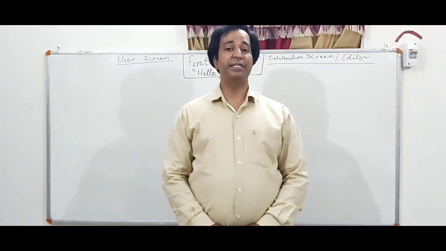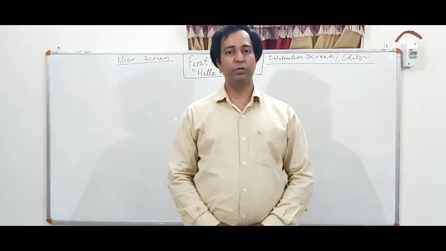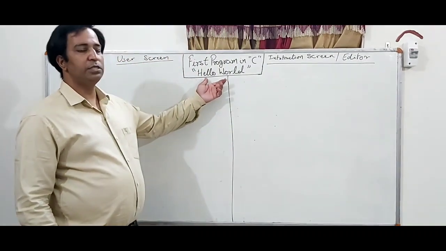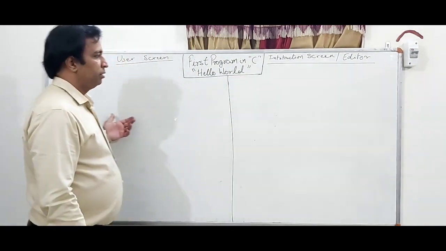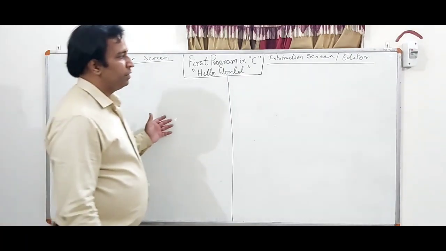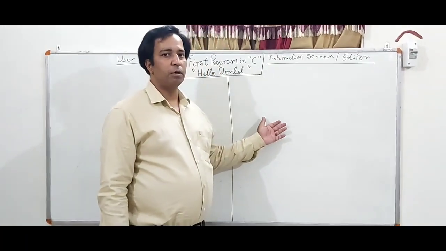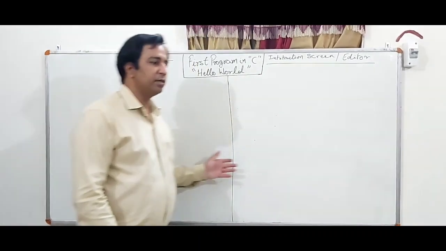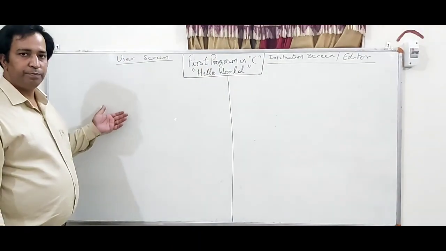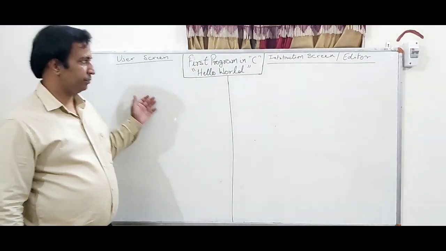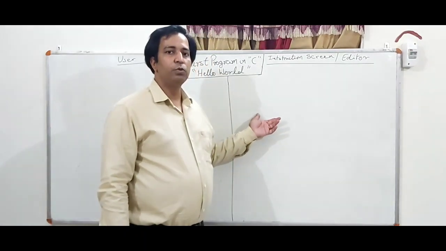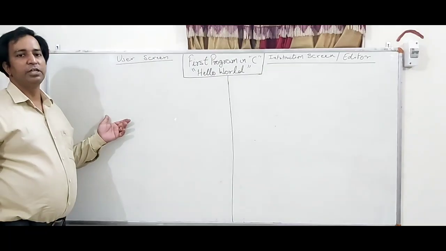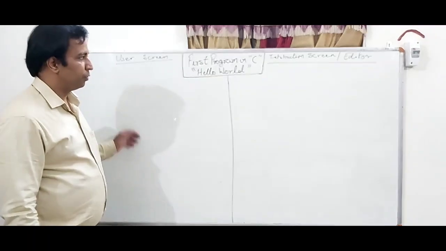I welcome you all in my second video of Introduction to Programming Language C. In this video, we are going to learn to write a program to have this phrase hello world on the user screen. Usually we handle two types of screens when we talk about programming languages. One is called the instruction screen or coding screen, and the other one is called the user screen or output screen. On the instruction screen, we write our programs, and on the user screen, we see the result of the program, the output of the program.